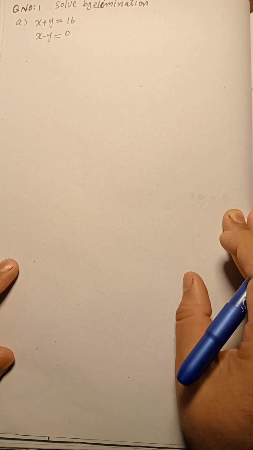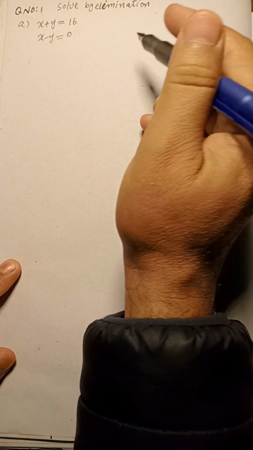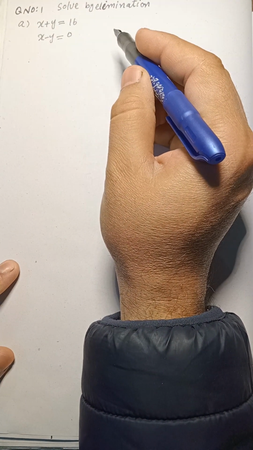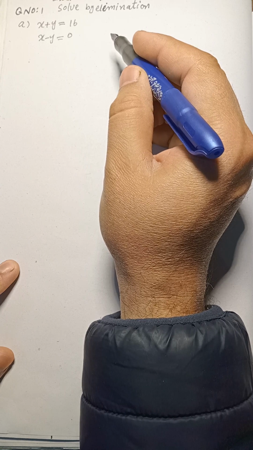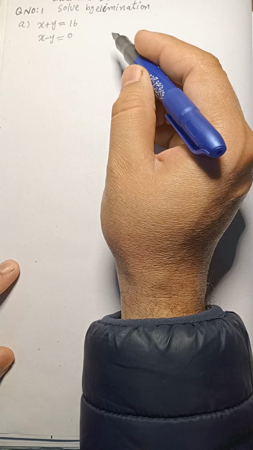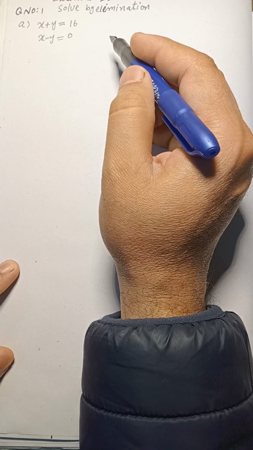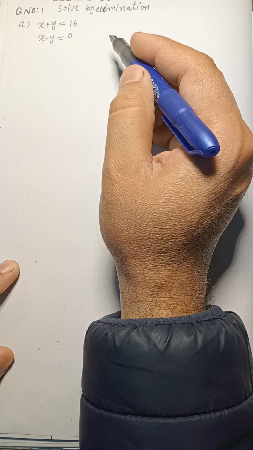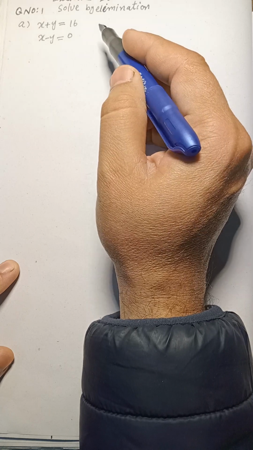See, exercise 2E is question number 1. Using the elimination method, solve each of the following pairs of simultaneous equations. We have to use the elimination method to solve these equations.